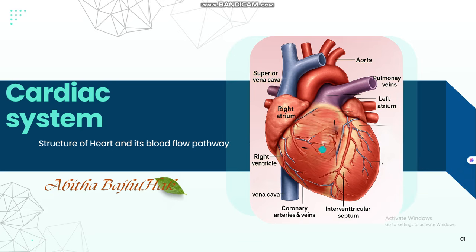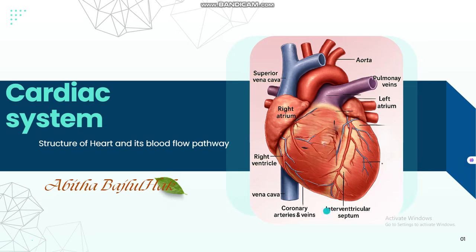These valves ensure one-way flow of blood. We have four valves: the tricuspid valve and the bicuspid valve. The tricuspid valve is present between the right atrium and right ventricle, whereas the bicuspid valve is present between the left atrium and left ventricle. Also we have the pulmonary valve, which is present between the right ventricle and the pulmonary artery. Next is the aortic valve, which is present between the left ventricle and the aorta.